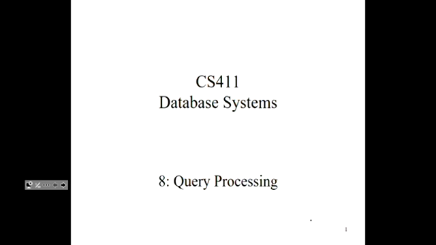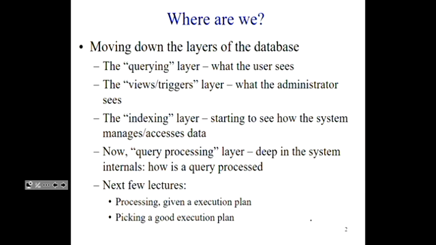All right then. So the next topic that we're going to be talking about is query processing. So it's important to think about where we are within the database and associate that with the topics that we've covered so far. So we've spent a lot of time on the querying layer, which is in some sense what the user sees. So we talked about relational algebra, we talked about SQL. This is how a user of a database would interact with the database. We've also spent a little bit of time on the views and the triggers layer.